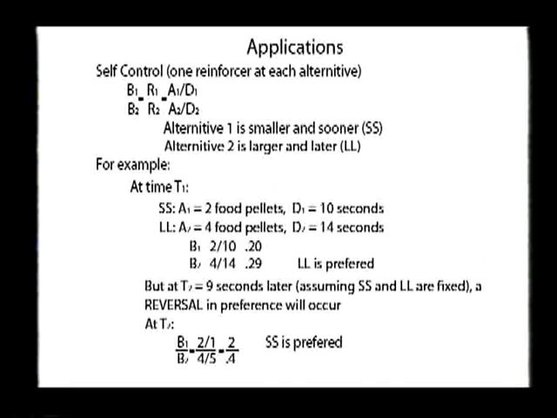Well, the 9 seconds has passed, so instead of 10 seconds, that 2 pellets is now delayed by 1 second, and the 4 pellets, instead of being delayed by 14 seconds, is now delayed by 5 seconds. And the rat again sits there and calculates, and it says 2 over 1 is 2, 4 over 5, the rat is smarter than I am, 4 over 5 is 0.8. I've written down here 0.4, but the rat knows that it's 0.8. And even still, 2 is larger than 0.4, but it's also larger than 0.8, and now the rat prefers the smaller sooner reinforcer.